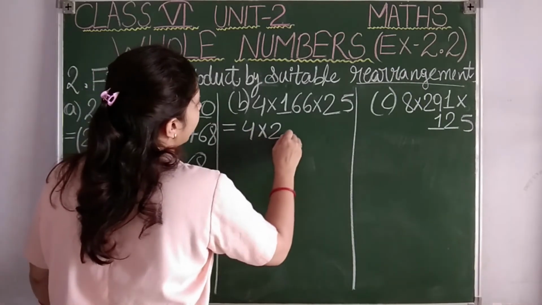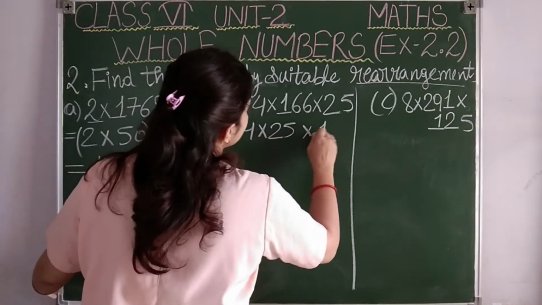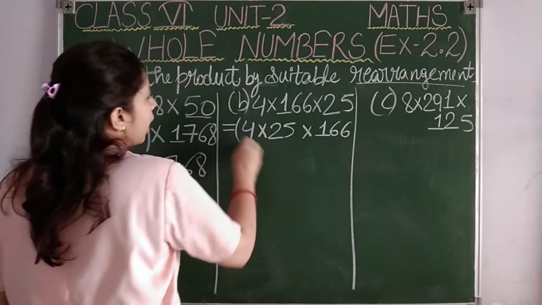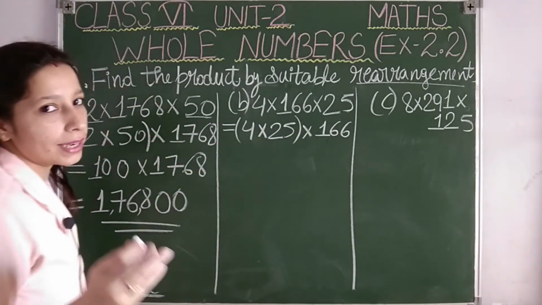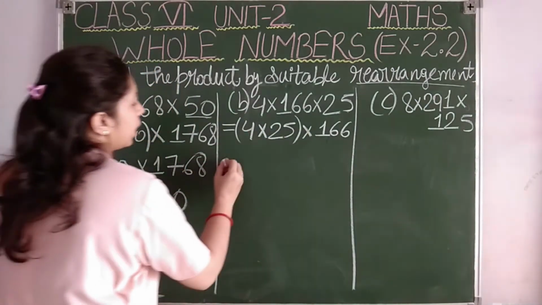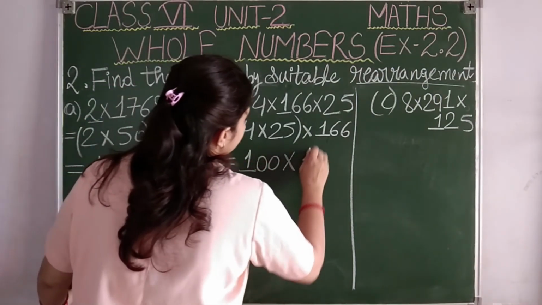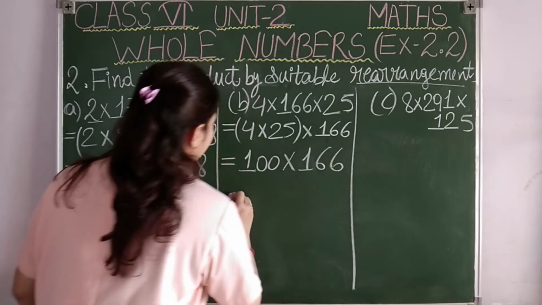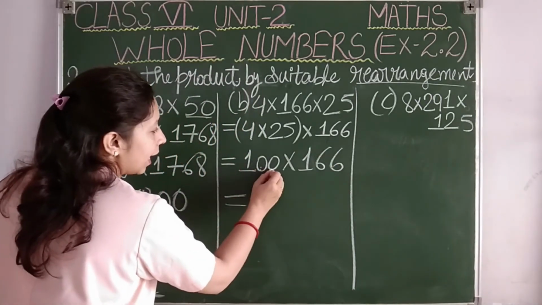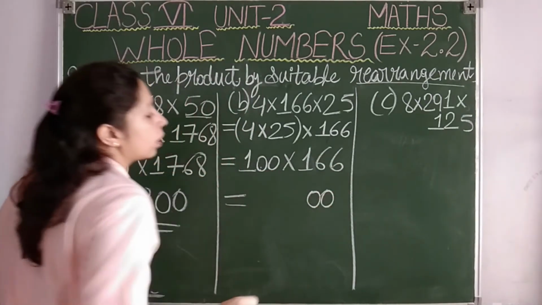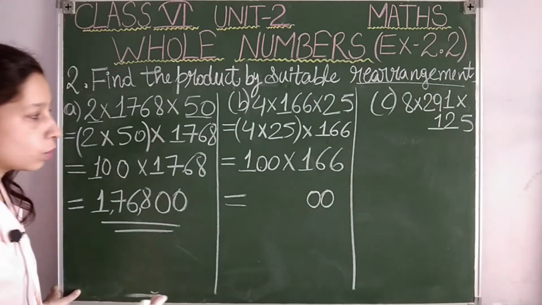4 multiplied by 25 multiplied by 166. Now I will form a group. So I have used the commutativity as well as the associativity property here. 4 into 25 will give me 100. 100 into 166. Now again 2 zeros are there, so in your product also you are going to get those 2 zeros.